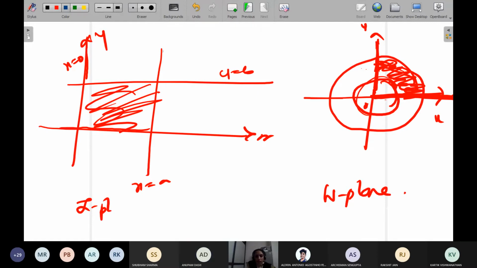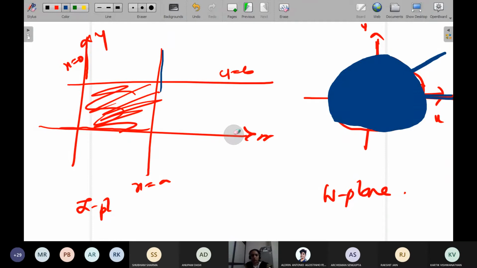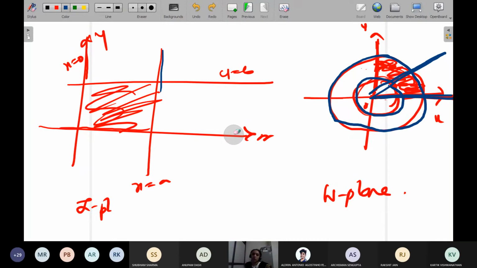For x equal to a, we got one circle. Suppose this is that circle, and for x equal to 0, we got this circle, the center circle. Other than that, for y equal to b we got this line, and for y equal to 0 we got this line. So in that case, this region will not come.